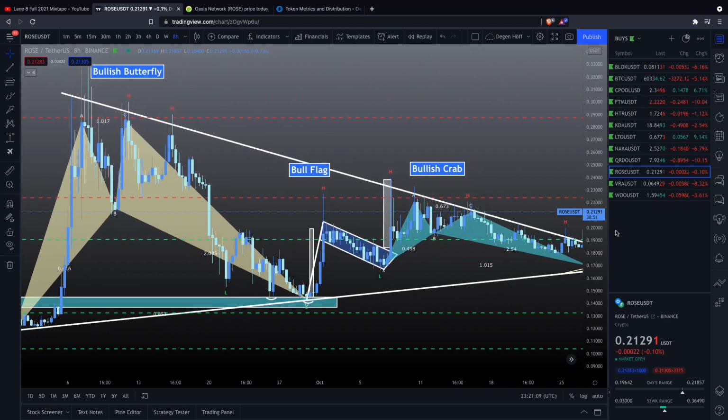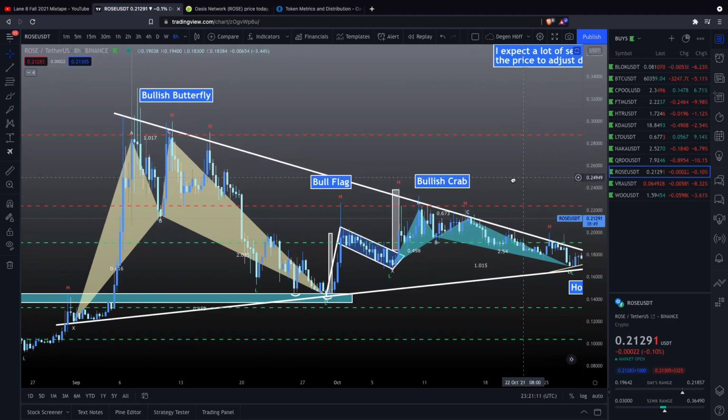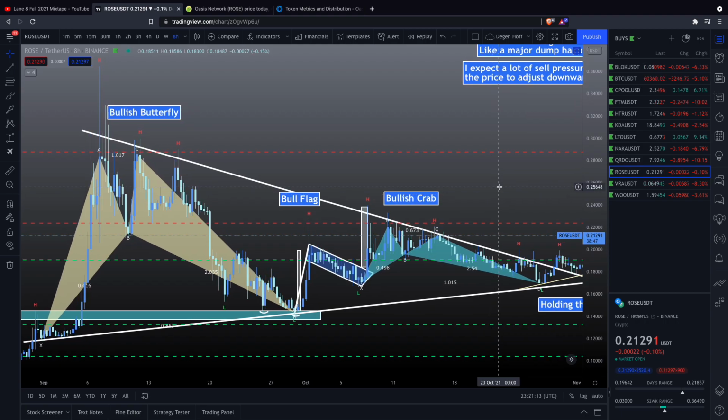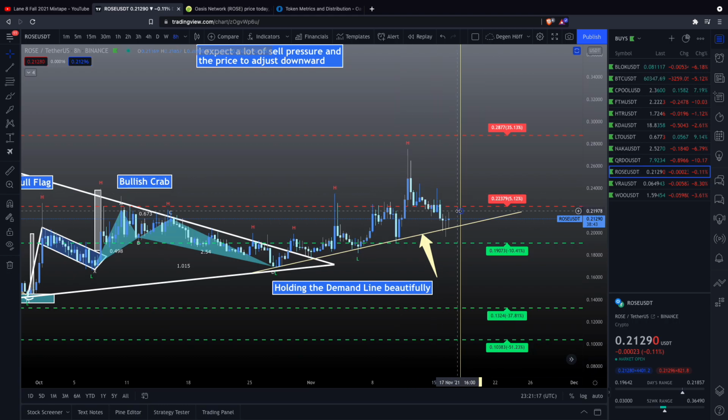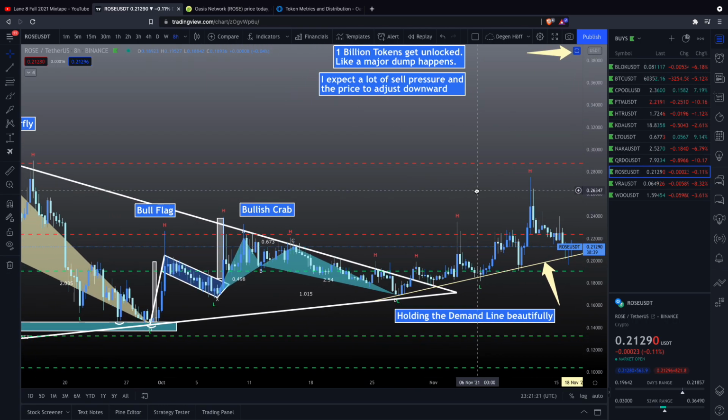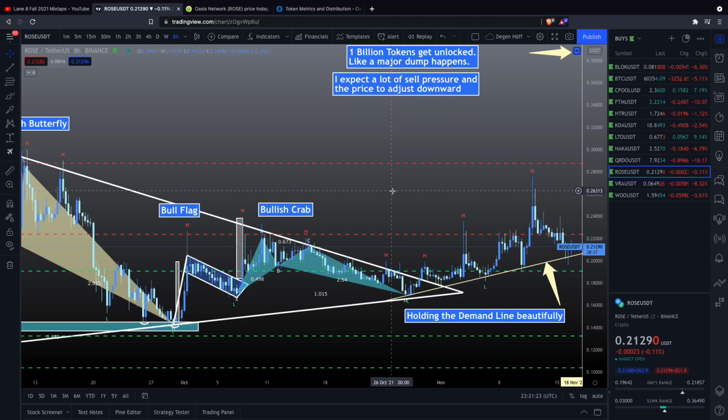So don't jump in. I would advise don't jump in until the unlock is done and we find a discernible floor where the price finally settles and the demand catches up with supply as sellers are exhausted.